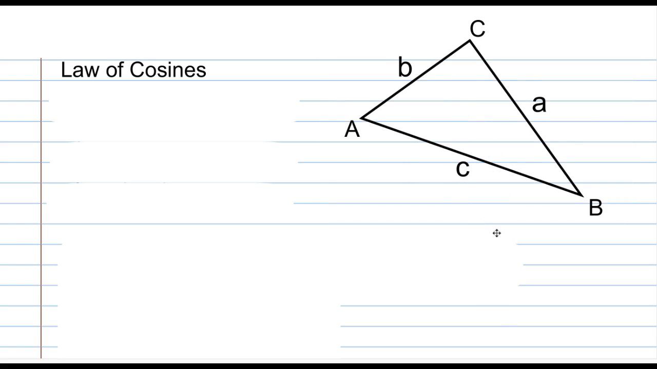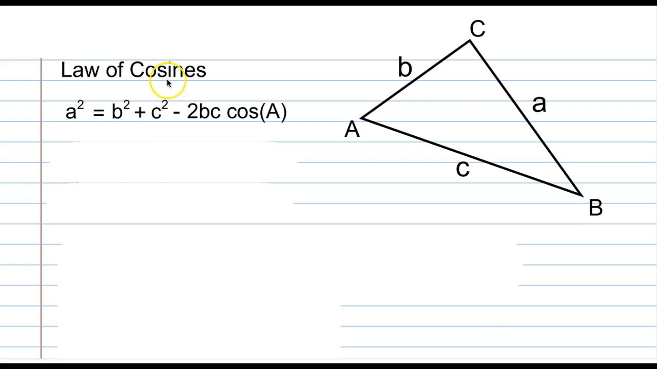So once again, we've got that same triangle there. It's marked capital A, capital B, capital C. The lowercase letters refer to the sides across from those capital angles. The law of cosines says this: a squared is equal to b squared plus c squared minus 2bc cosine A. So that can look a little bit crazy, and this is something you've got to remember. But here's how I kind of remember it.